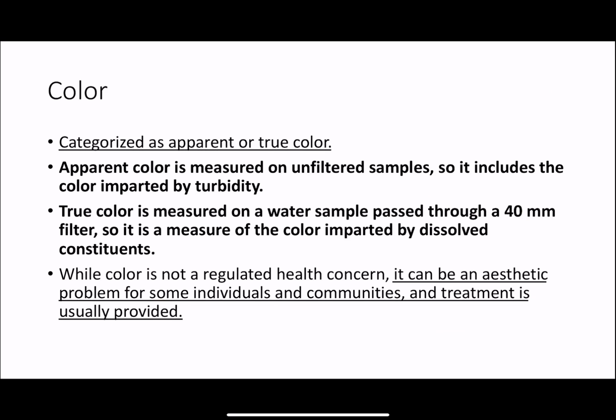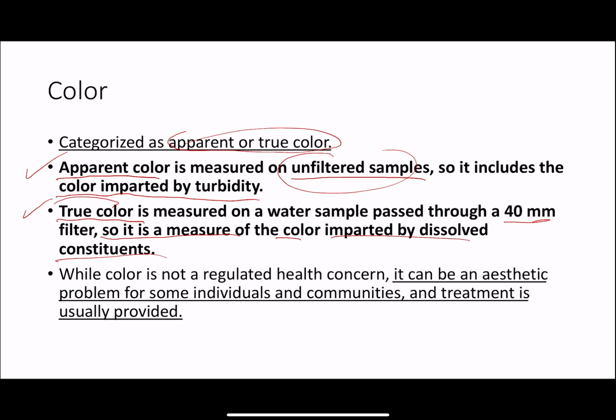Color is categorized as apparent or true color. The apparent color is measured on unfiltered samples. So that's why they call it apparent color. It includes the color imparted by turbidity. You don't filter it, you just measure it. True color is measured on a water sample passed through a 40 millimeter filter. So it is a measurement of color imparted by dissolved constituents. So there is apparent color and true color. True color is through a filter.